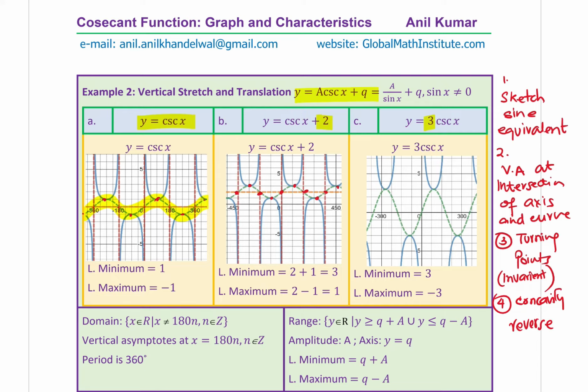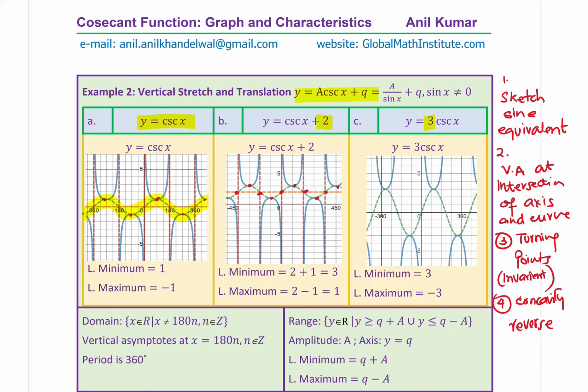So once you do that, you get your cosine function, and as you can see, that becomes pretty simple, right? We have taken 3 examples. In the first case, we have sketched the sine function. In the second case, we have sketched sine x plus 2, and in the third case, we have sketched 3 sine x.